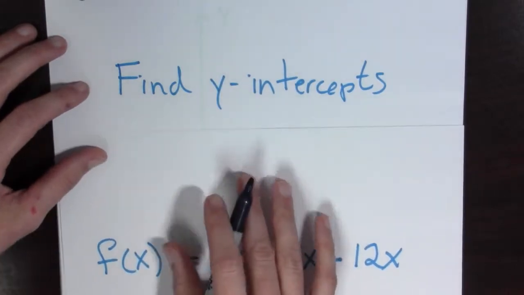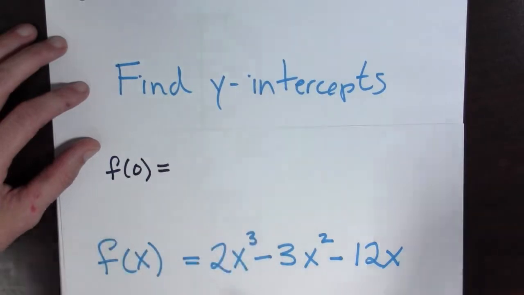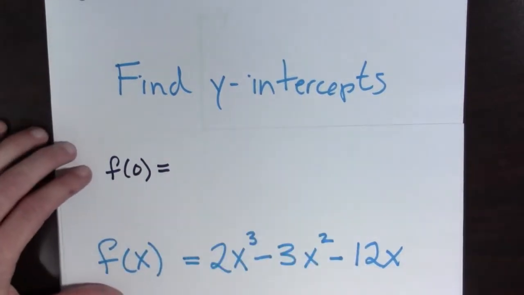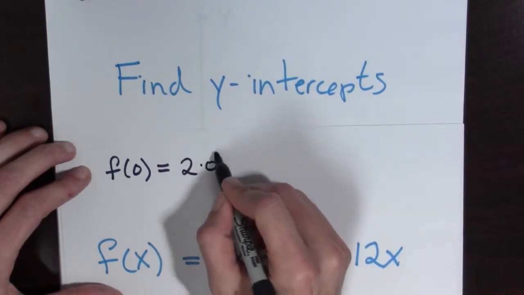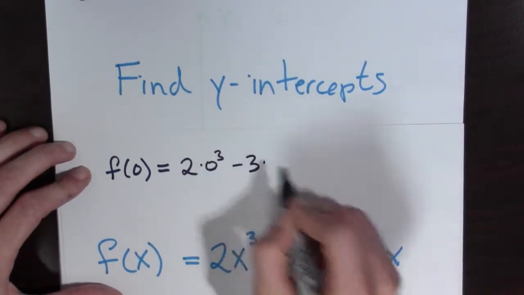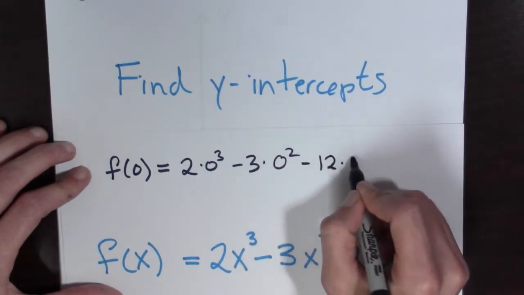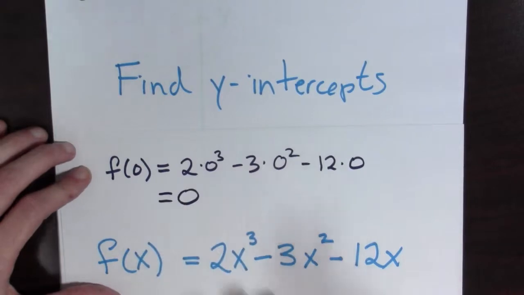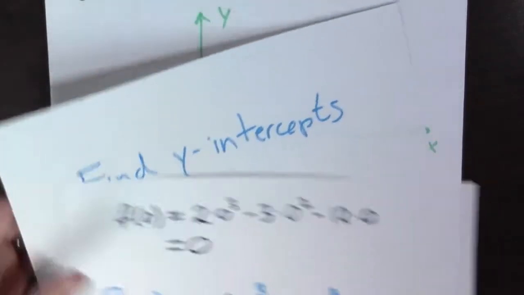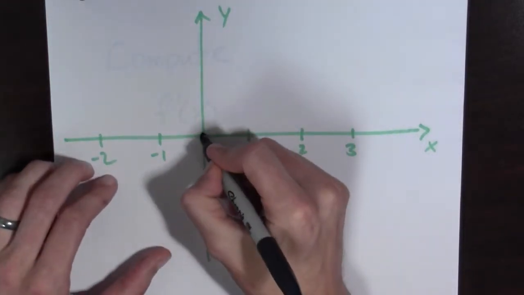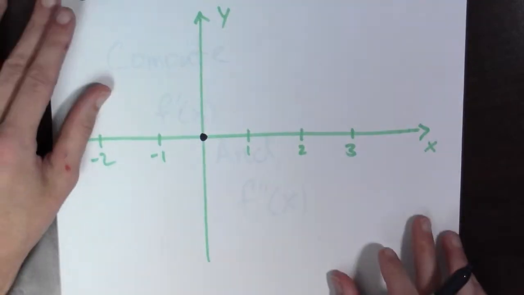It's exactly where f of 0 is. And this isn't too hard. So f of 0 is equal to 2 times 0 cubed minus 3 times 0 squared minus 12 times 0, and that's just equal to 0. So that's the y-intercept. It has a y-intercept at (0, 0). So let's see. There. That is a point on our curve.